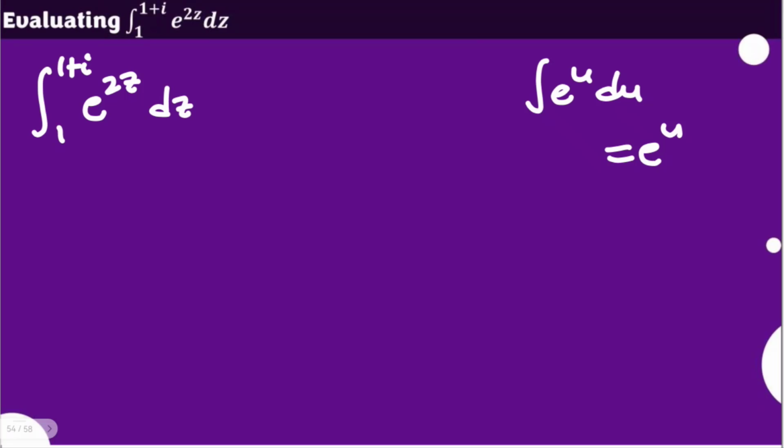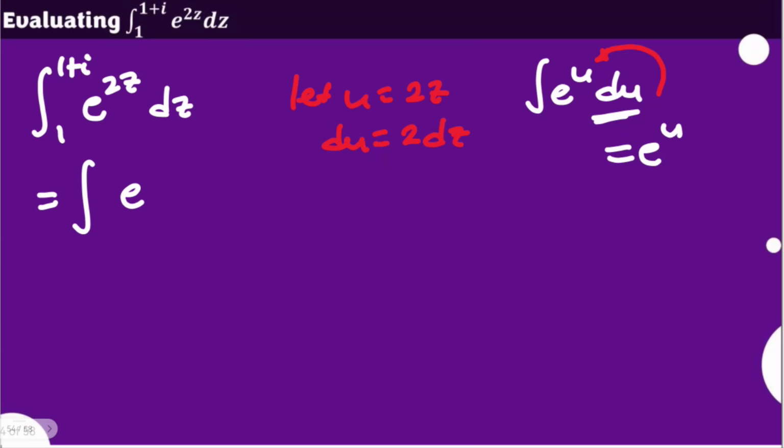But we need to be assured first that the du is the derivative of your exponent. Our exponent here is 2z. So if we let u be 2z, its derivative must be 2 dz. We need to add a 2 here, so basically we're going to multiply by the coefficient of 2. So this is equivalent to the integral of e to the 2z times 2 dz from 1 to 1 plus i.